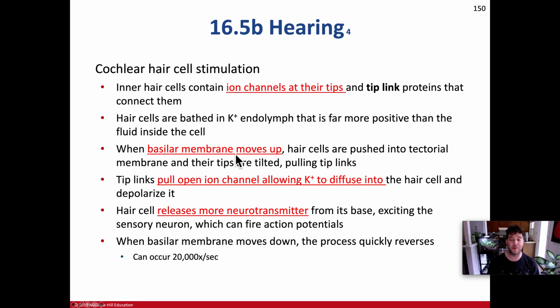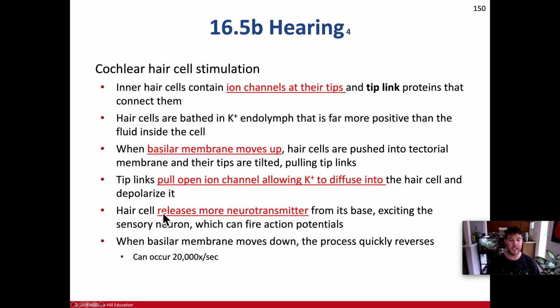When the basilar membrane moves up, the hair cells are pushed into the tectorial membrane and their tips are tilted, pulling tip links. So remember, this is within that spiral organ. Part of it is the tectorial membrane. So your basilar membrane is moving up and it's pushed into the tectorial membrane, which then causes, if I push my hair down, the hair cells to get distorted. As they're distorted, they're opened up to allow potassium to diffuse into the hair cell and depolarize it.